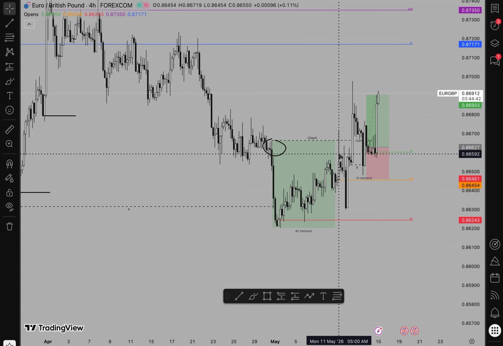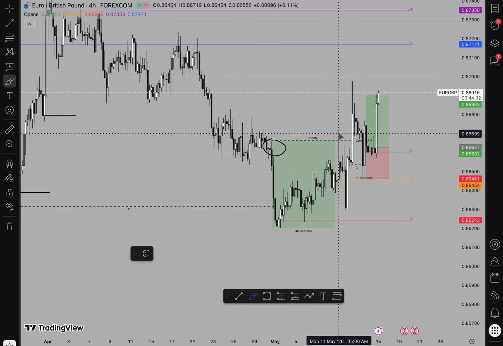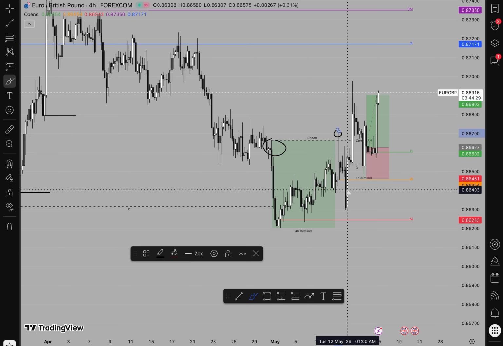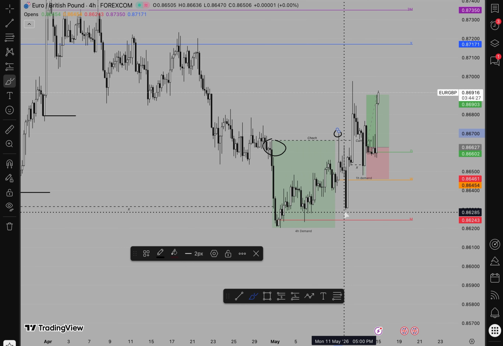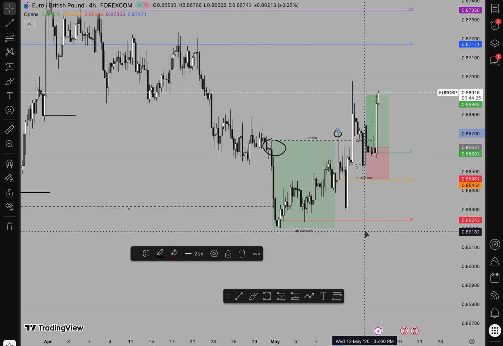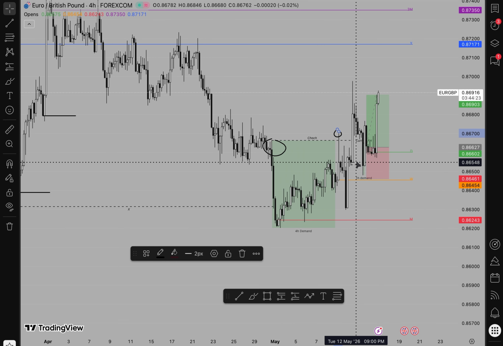And so we see that price tried to come up here. I just want to take note of this. On the 11th of May, price tried to come up here on the 4-hour time frame, but didn't really close. So we can see that this was a fake out right here, leading to this downward movement and getting some liquidity internally before coming back up.